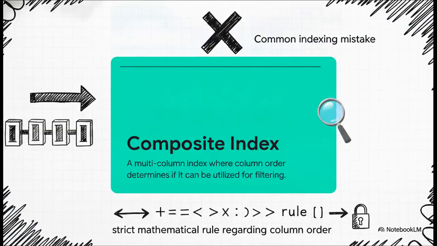Next up, let's look at the composite index. This is an index that spans multiple columns at the exact same time. But I really have to warn you here, this comes with a major catch. Honestly, getting this wrong is the single most common indexing mistake I see, and it trips up even senior developers constantly. The database can only utilize this index based on a very strict mathematical rule regarding the column order.